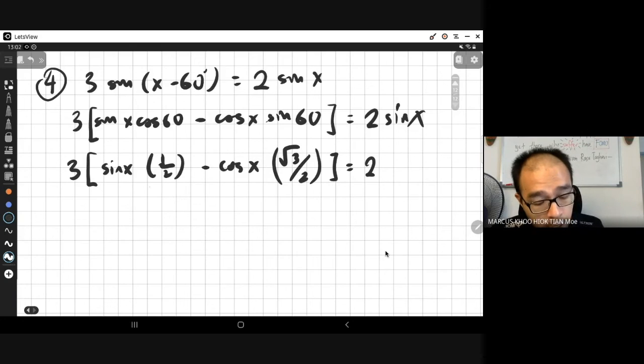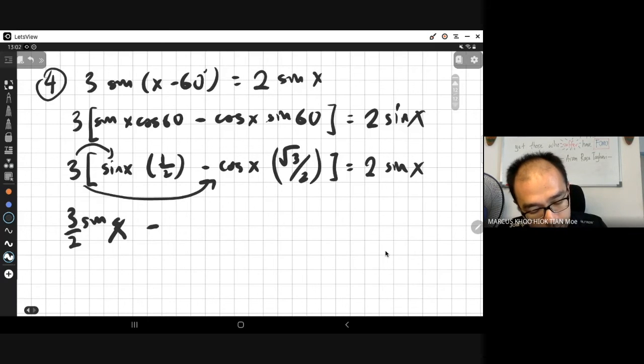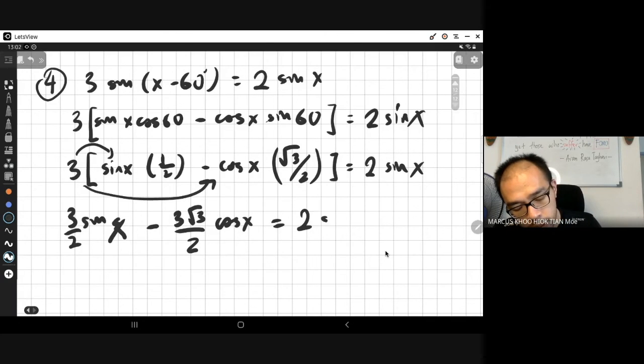Okay, so now we come to a conundrum. Now both of them have different values. Just now they had the same value. No worry, we still do the same thing that we've always done. We multiply the 3 in both terms. We're going to get 3 times half, which will be 3 over 2 sine x, minus 3 times square root 3 over 2 cos x equals 2 sine x.